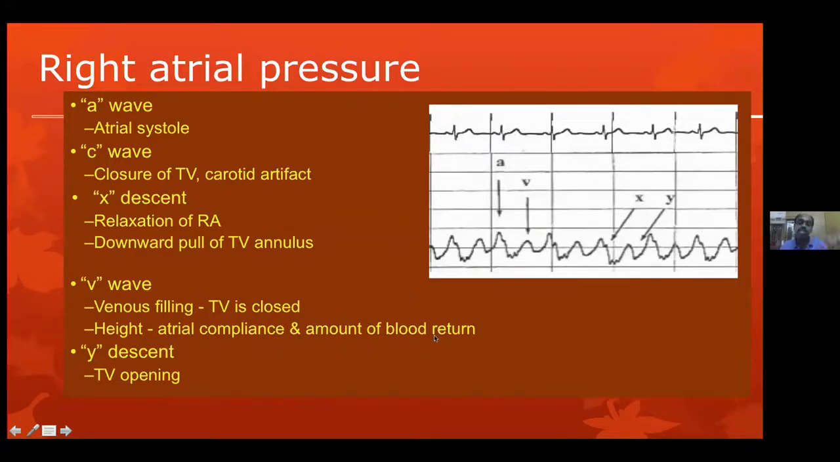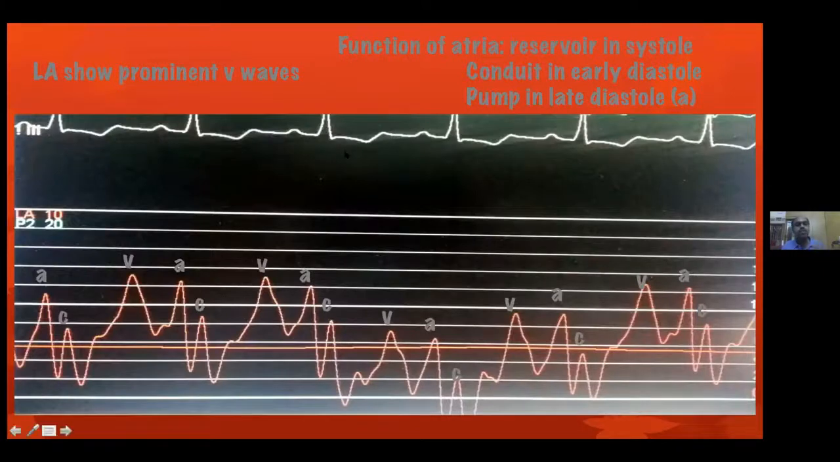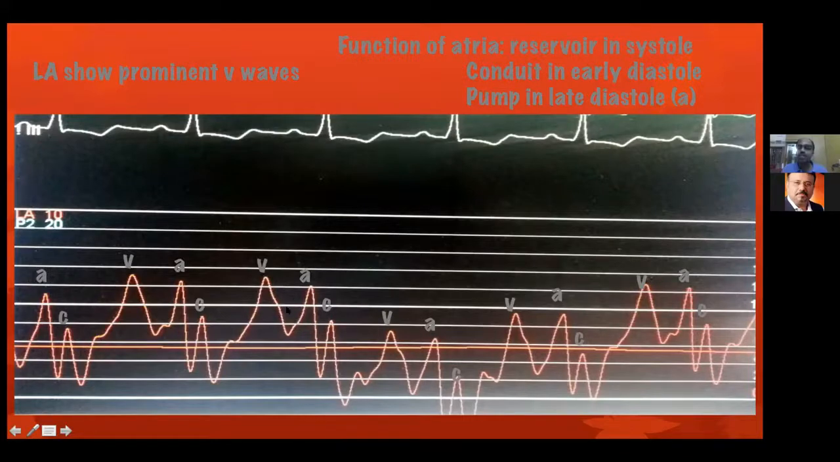I'm not telling the same thing for the right atrium, because in the right atrium, the amount of blood return is not directly going to impact the V wave. It's more on the left atrium. So looking at the left atrial wave, you will find that the V wave is slightly prominent, A wave is less prominent.